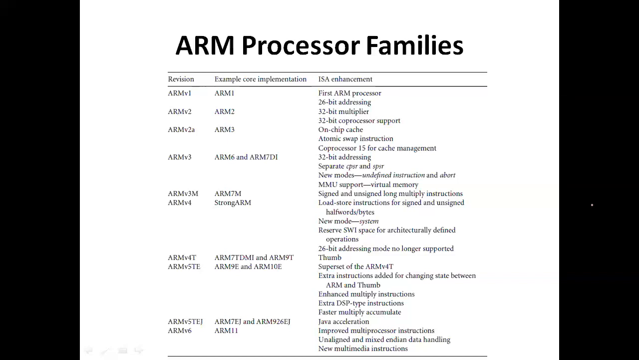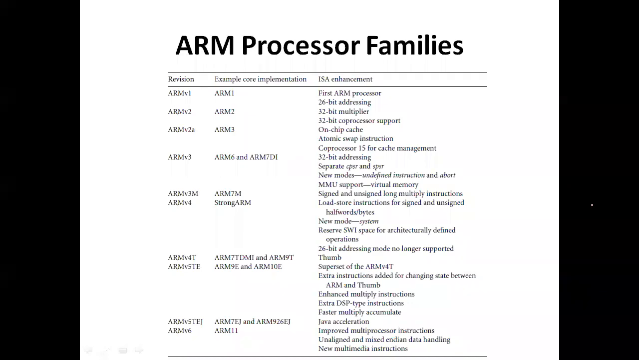In ARM version 2A, which belongs to the ARM processor family 3, an on-chip cache memory and atomic swap instruction were included. The swap instruction swaps data from memory into a register and from register to memory, performing read and write operations. So that is the cache concept, and the swap instruction was added to ARM version 2A, available on the ARM 3 family processors.